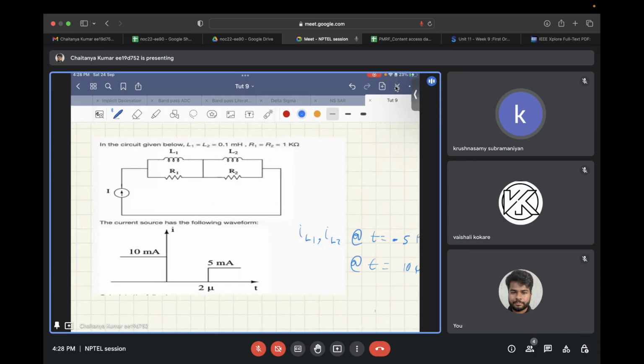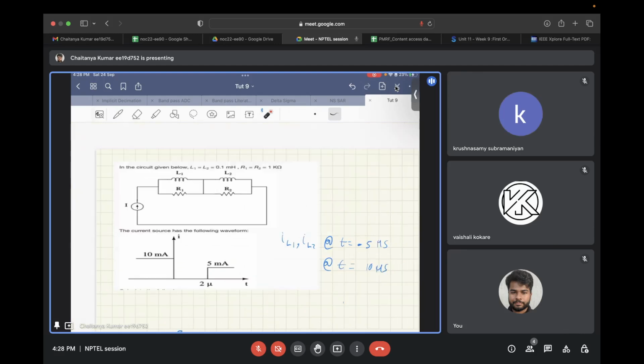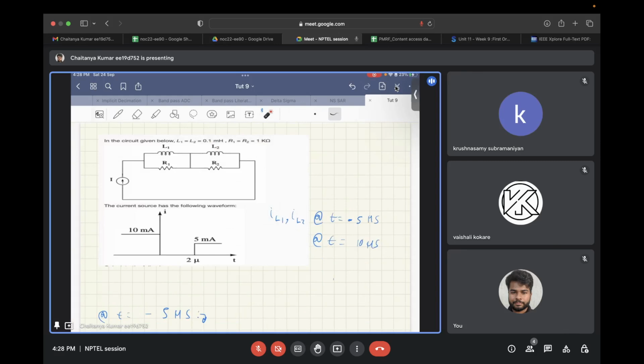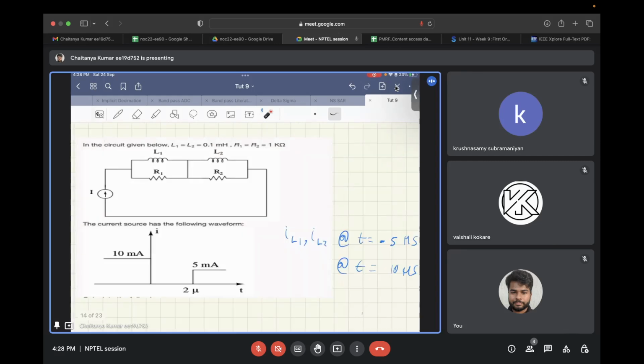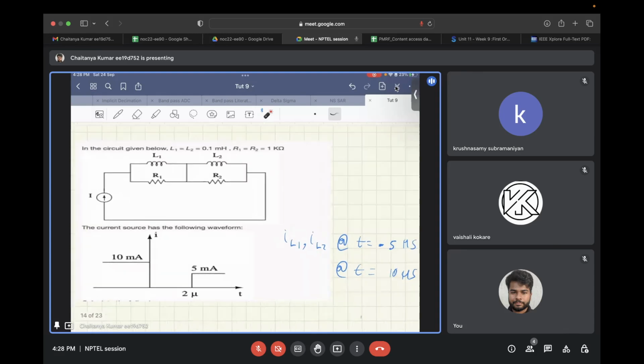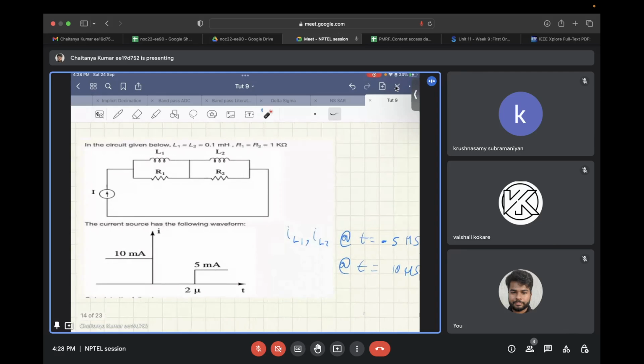Now in this question, you have another circuit where you have two inductors and two resistors, and the values of these inductances and resistances are given, and again an input current is flowing into this network whose time waveform has been given in the question, and you need to find the values of the inductor current at t equal to minus 5 microseconds and t equal to 10 microseconds.